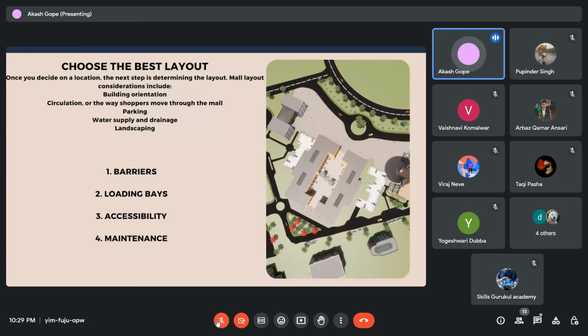Second is the loading bay, where many packages and goods should come in from trucks. So a mall needs a large amount of roads and entries. So all my site layouts are made so that everything has accessibility and maintenance.